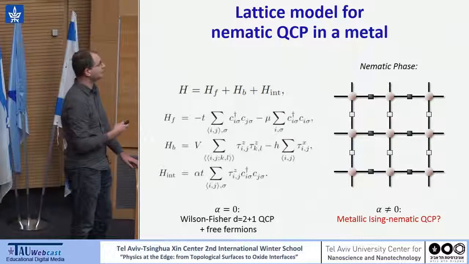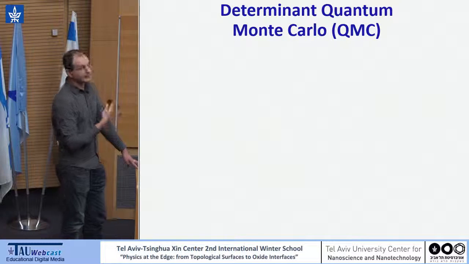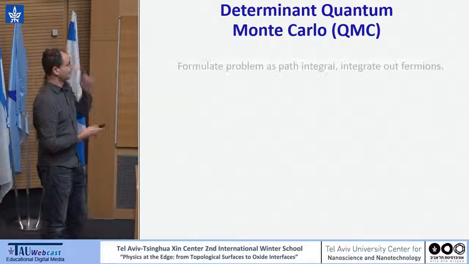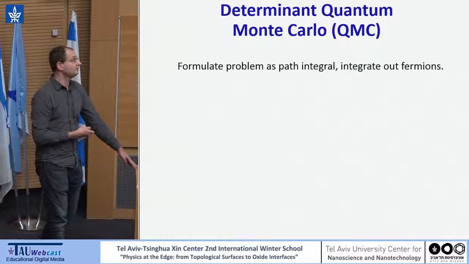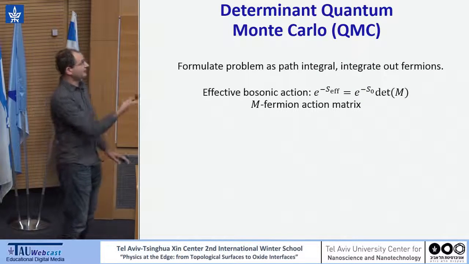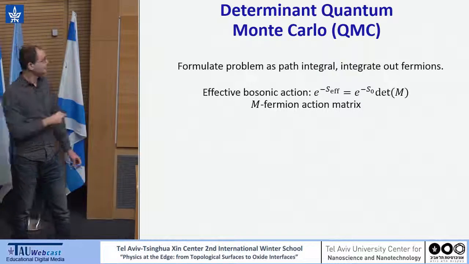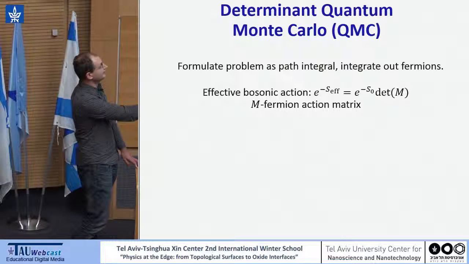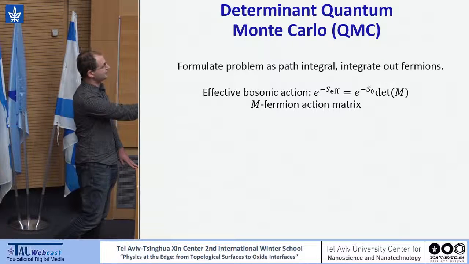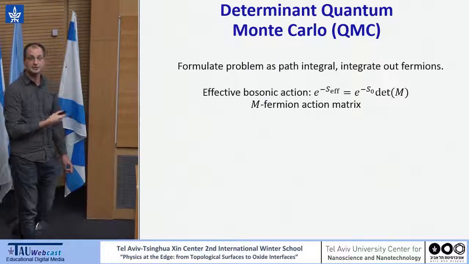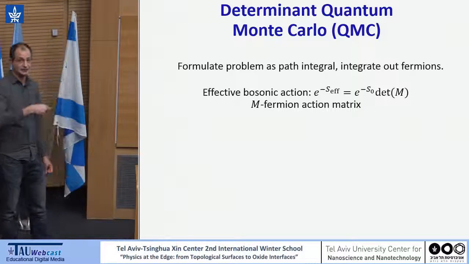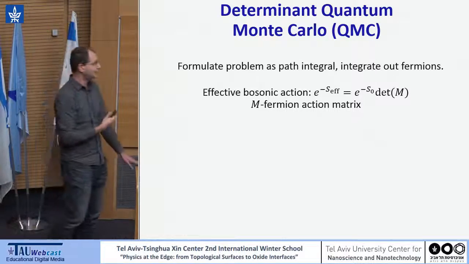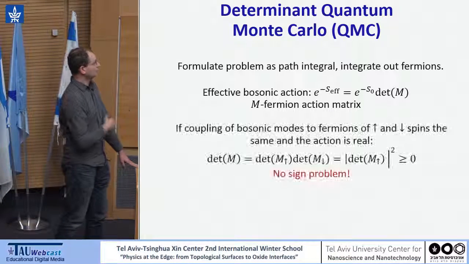So how do I actually study this problem? Well, my tool would be determinantal quantum Monte Carlo. I formulate my problem as a path integral and integrate out the fermions. I get an effective action for the pseudo spins in space-time, which has the form of the action of the transverse field Ising model times the determinant of some fermion matrix that I get from doing the path integral over the fermions exactly. The action is quadratic in the fermions, so I can do that step exactly.